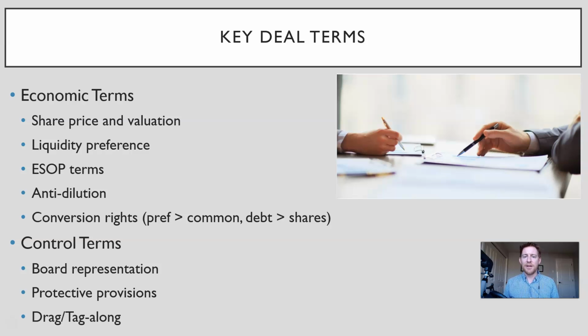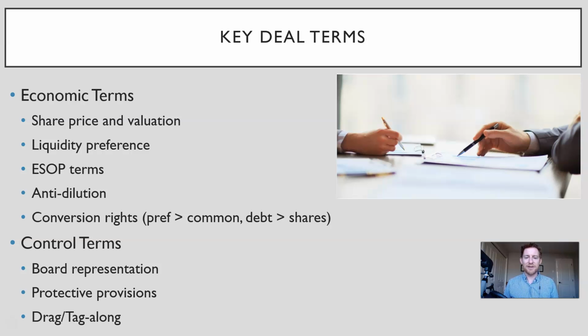And these are, a lot of the time, to protect the venture capital firm in case things go wrong. So the first thing is the share price and valuation. What value are you putting on this startup, as the venture capital firm and fund? How much are you giving them? How many shares are you getting in return?